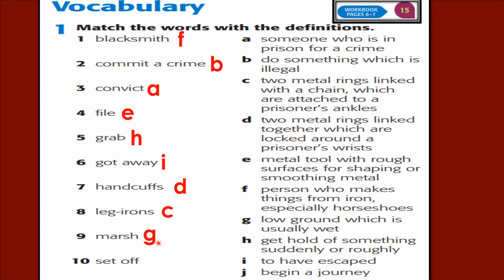Number 9 marsh is G. Low ground which is usually wet. And then set off. Begin a journey.